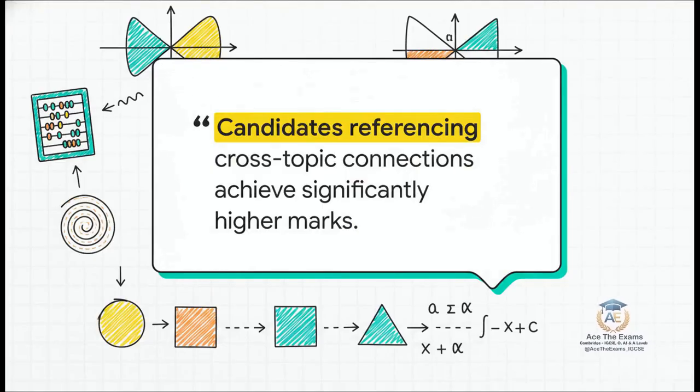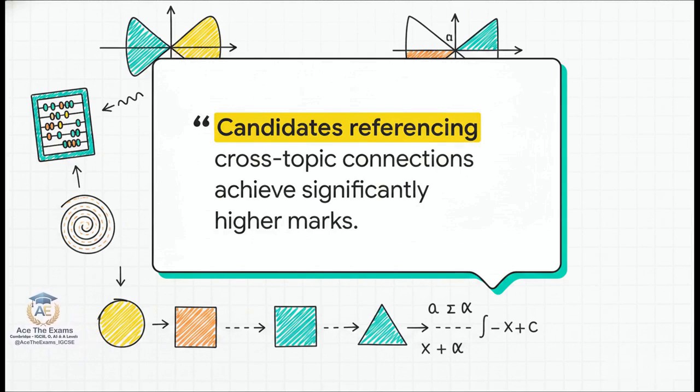And this brilliantly illustrates what the examiners themselves are practically begging you to do. Look at this quote pulled directly from the official principal examiner reports. Candidates referencing cross-topic connections achieve significantly higher marks. They are explicitly telling you that top-tier answers rely on precise definitions, causal relationships, and integration with other syllabus areas. You cannot treat logarithms in a vacuum.